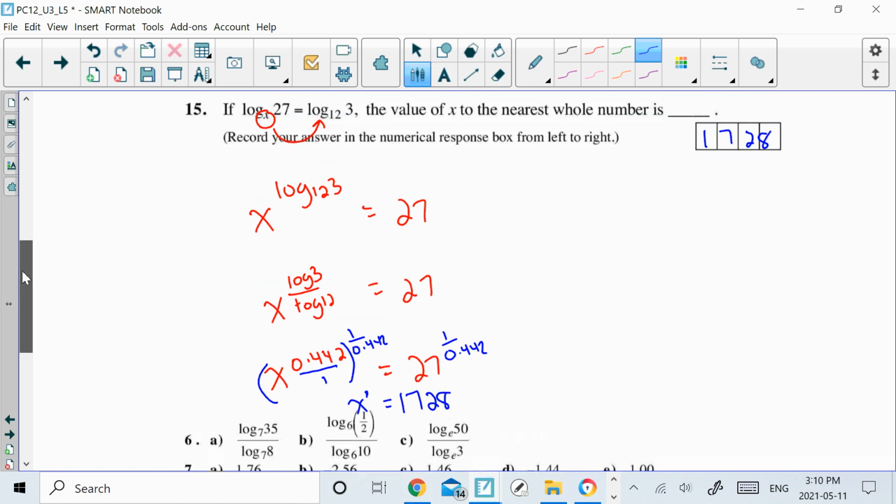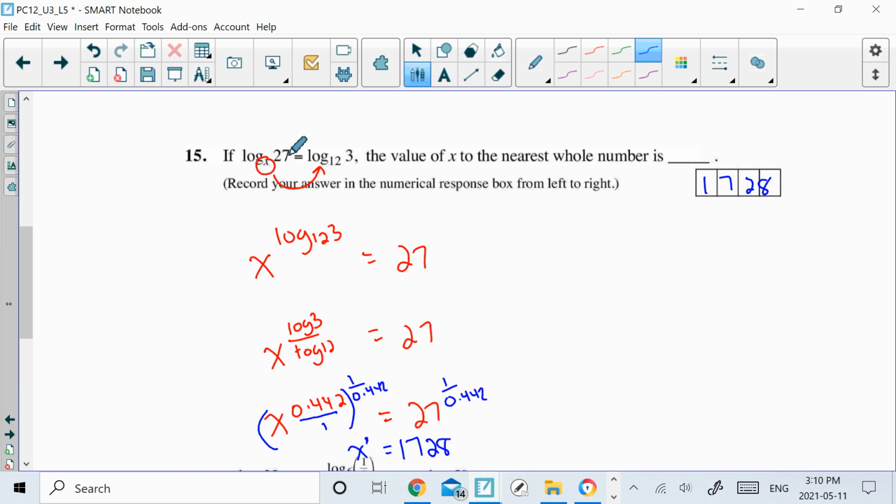Okay, how your book does this is slightly different. They're going to do just change of base for everything. So they will do the log of 27 all over the log of x is equal to the log of 3 divided by the log of 12.